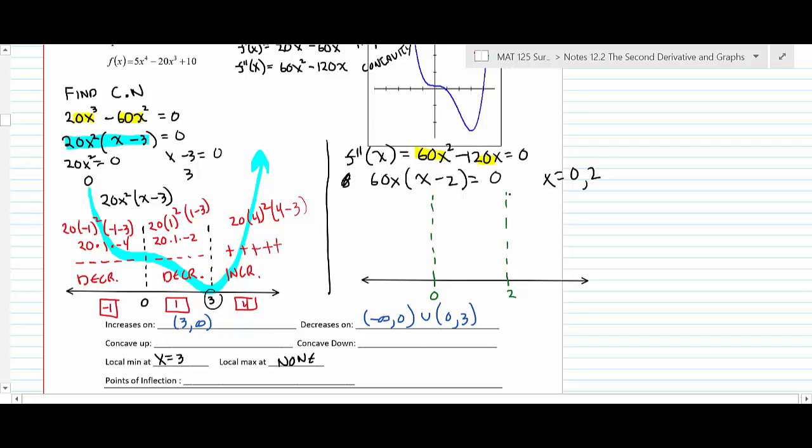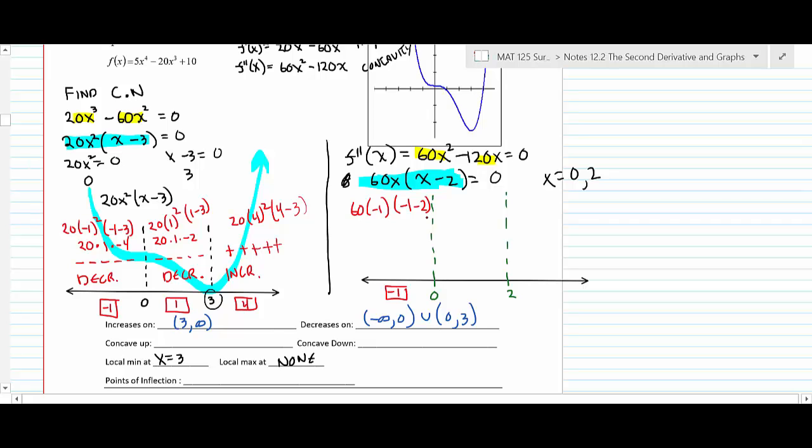And then we'll do test points, and then we're going to plug the test points into that factored form of the second derivative. Okay? So let's start with -1. Do a test point there. So what you're going to do is 60 times -1 times -1 minus 2.